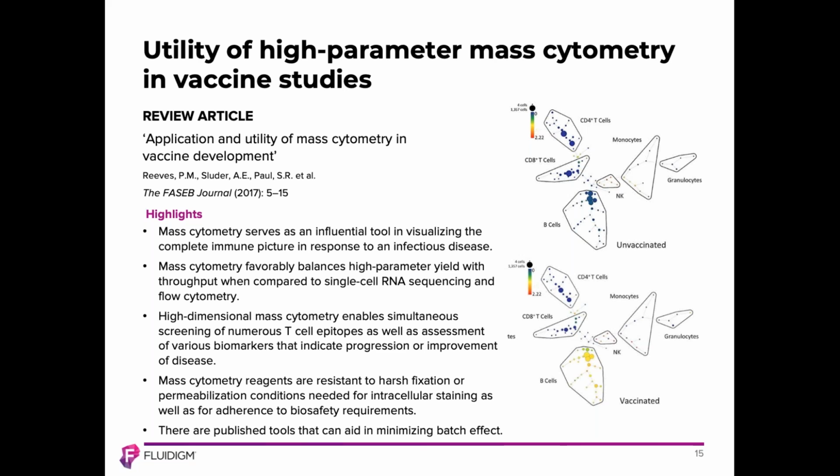Importantly, mass cytometry agents are highly resistant to harsh fixation and permeabilization conditions needed for some types of intracellular staining, as well as the aggressive fixation needed for deactivation mandated by biosafety level 3 practices. There are also published solutions to minimize batch effect, which can potentially confound the results when looking at how the immune response changes over various time points or immunizations.